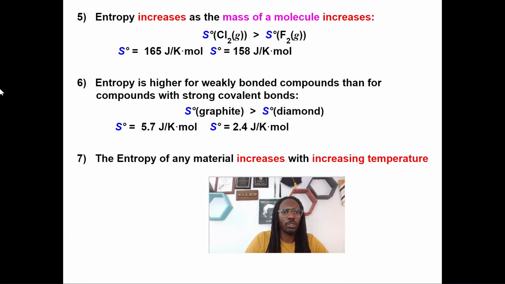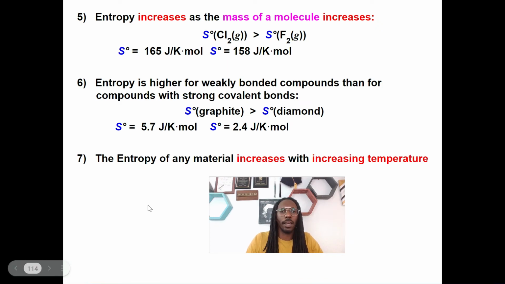If we look at 6, entropy is higher for weakly bonded compounds than for compounds with strong covalent bonds. When we look at graphite versus diamond, both of them are still carbon at the end of the day, but how they're bound is very different. In this case, graphite is weakly bound. Because it's weakly bound, it's a lot easier to break those bonds, and because it's easier to break those bonds, it's easier to disperse that energy. And if it's easier to disperse that energy, then your entropy is probably going to be higher. So that's the key thing: you have weak bonds, expect a higher entropy.